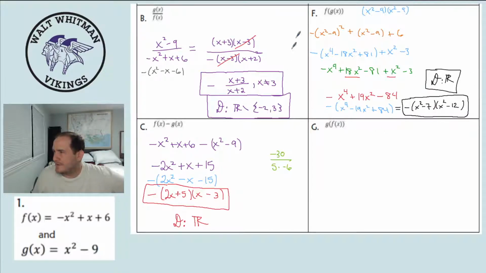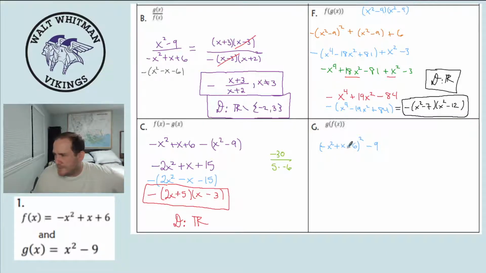This could be different, because typically when you reverse the order of a composition, you get something completely different. And we definitely will. We're going to take the big three-termed quadratic, plug it in for x squared here. So that means we're going to get negative x squared plus x plus 6, and that whole thing's going to be squared. And then we'll take 9 away from that result.